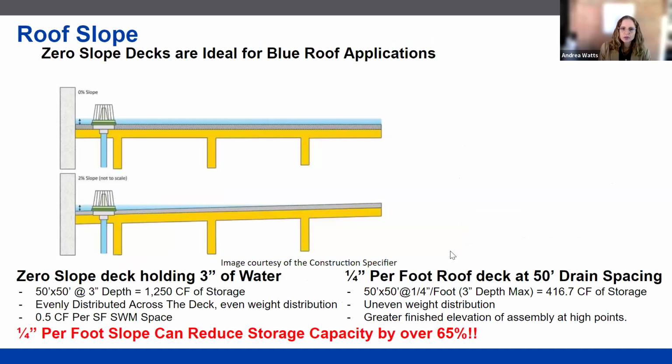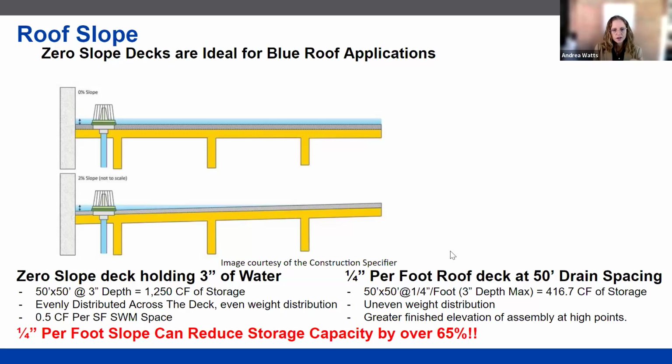Slope for a blue and blue-green roof may not be a good thing. A zero slope roof deck actually allows for more storage of water and evens out the distribution of the weight across the roof when it is fully loaded. In this example, we're comparing a zero slope roof deck holding a 3-inch maximum of water to the same size roof at a 1/4 inch per foot slope and the same maximum water depth of 3 inches.